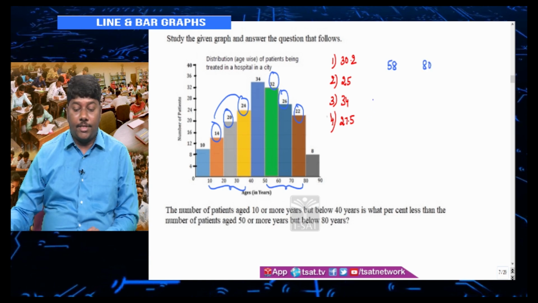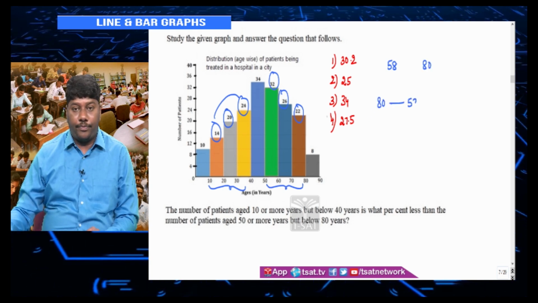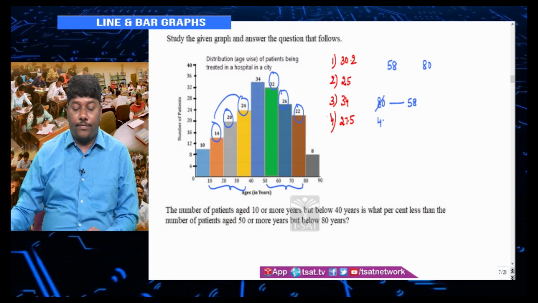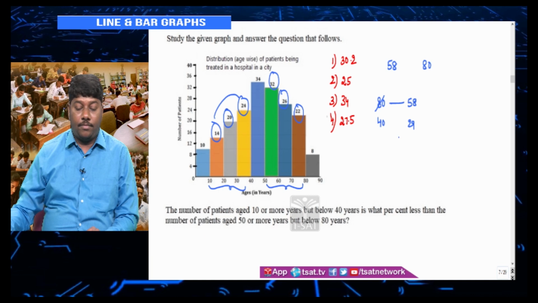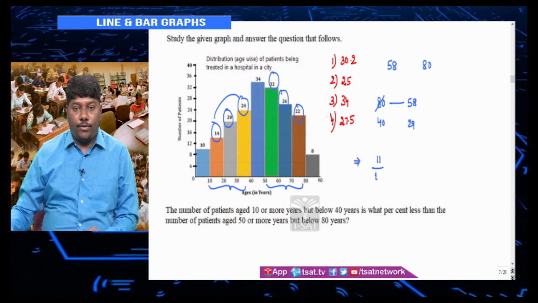But he is asking you percentage decrease, first the greater value, then the lesser value. Cancel it if you can. 2 table it is 40, 29. It's 11 decrease upon 40 into 100.